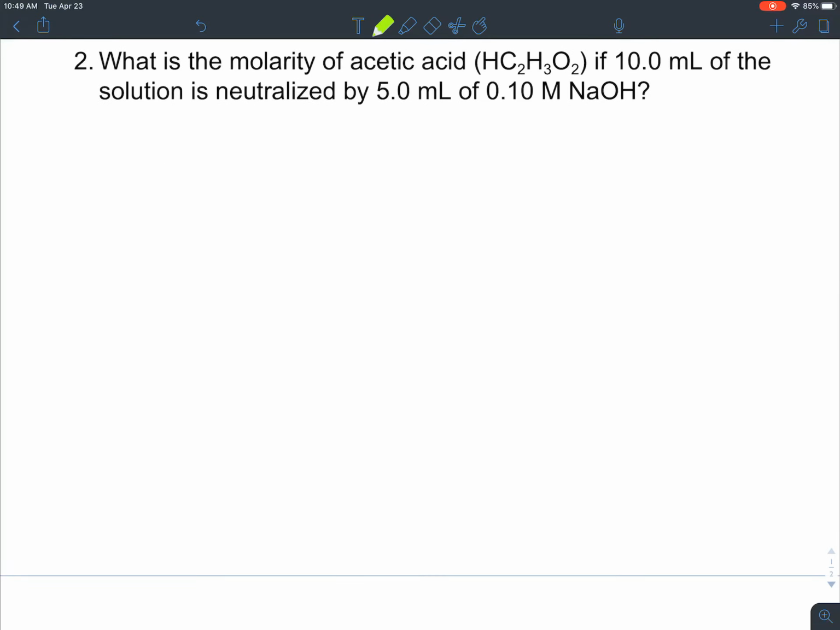So this question asks, what is the molarity of acetic acid if 10 milliliters of the solution is neutralized by 5 milliliters of a 0.1 molar sodium hydroxide solution? So the first thing I want to do is start with my balanced equation. You can also just know that it's a 1-to-1 when these neutralize, but I think it's always nice to have this.